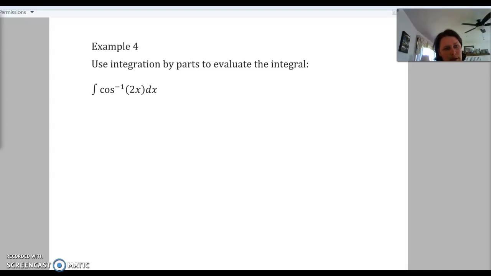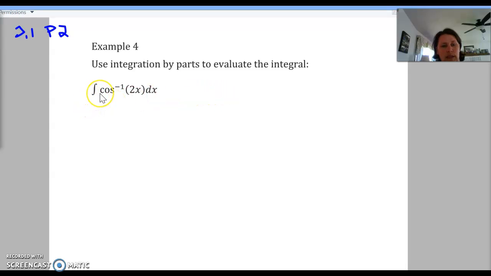Alright, welcome back. We are on section 3.1, part 2. Moving on to example 4. Use integration by parts to evaluate the integral of the arc cosine of 2x dx.